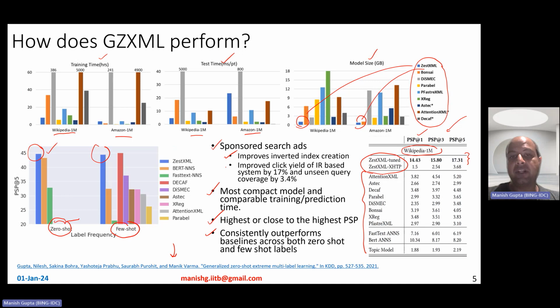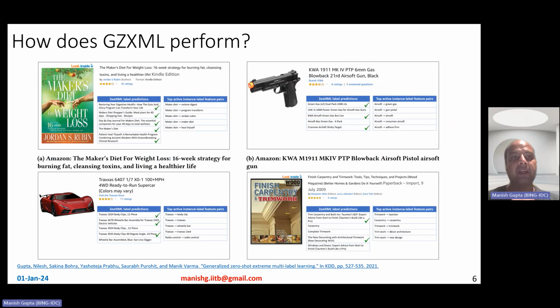Okay, and after deployment on Bing, people found that it improved the click yield of the information retrieval based system. So the default system was an information retrieval based system, BM25 and so on, right? It improved the click yield by 17% and unseen query coverage by 3.4%, which has had a significant revenue impact as well. Okay. So here are some examples to show you how ZestXML performs.